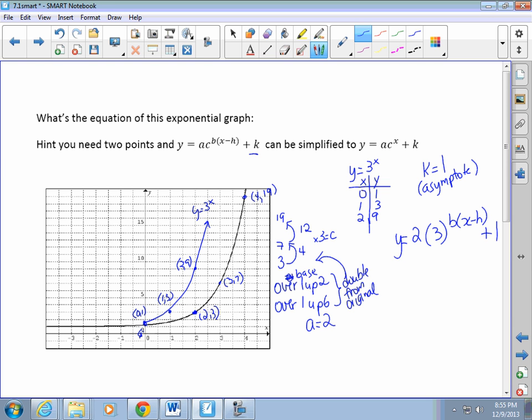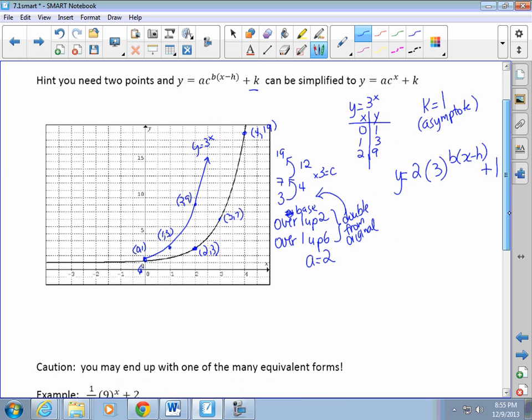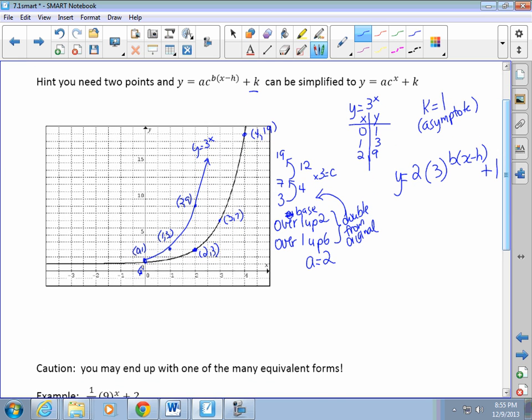Okay, so now we need to find a point in order to solve the rest of this. I'm going to pick a point. In this case, I'm just going to pick 2, 3. Those are x and y values, so I can substitute those into the equation that I have right now, and that will give me my x and y so that I can find my other values.